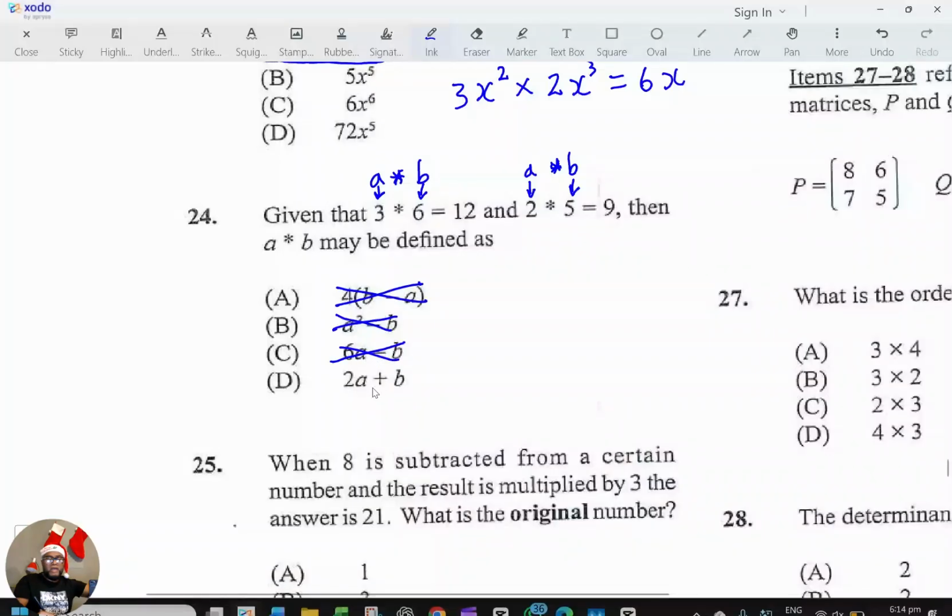You know what I would do? I wouldn't even test the last one. But let me test it. 3 2s are 6, 6 plus 6 is 12. 2 2s are 4, 4 plus 5 is 9. Boom. The CSEC is wicked though. The last one, they pass the answer by. So that means I do the working for all of them.